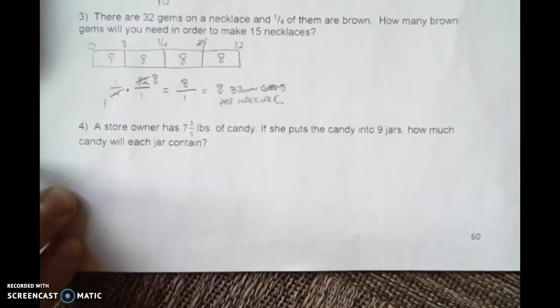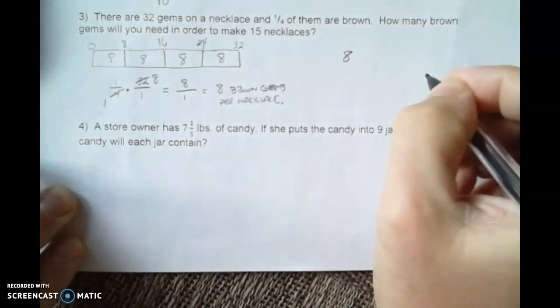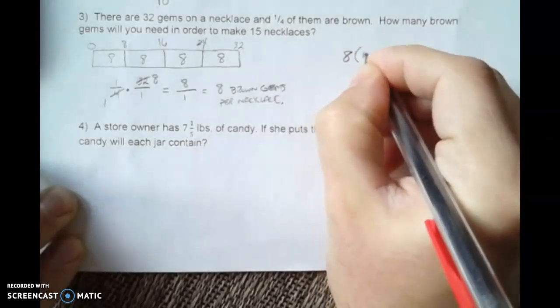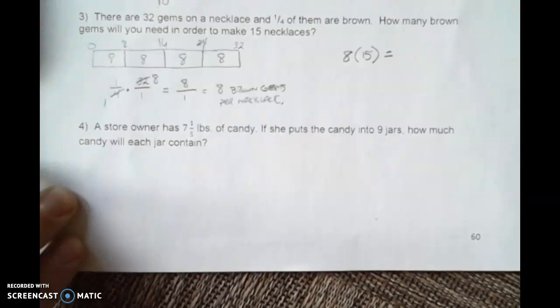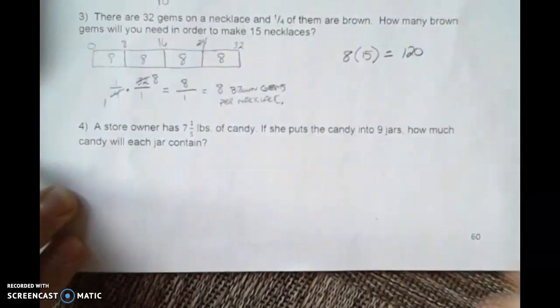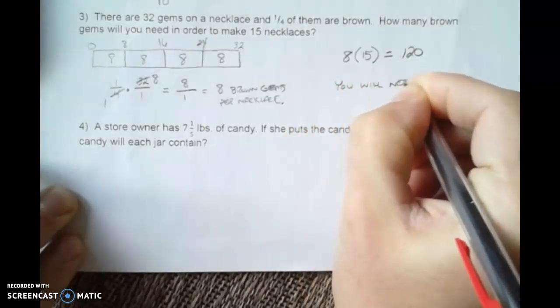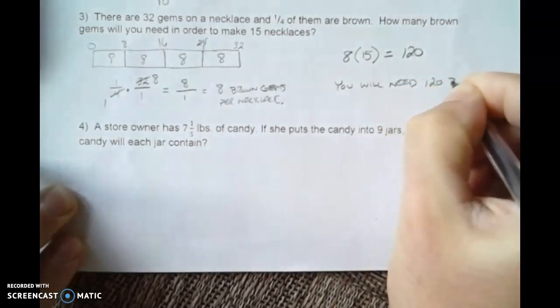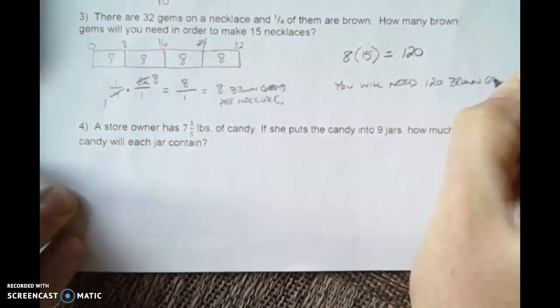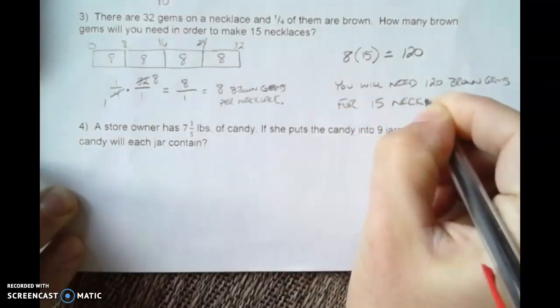Okay, so I know that there are 8 brown gems on one necklace. I want to know how many I'm going to need in order to make 15 necklaces. So if I take the 8 brown gems that are on one necklace and I multiply it by 15 necklaces, this will tell me how many total brown gems that I need. And 8 times 15 is 120. And so now we can answer the question. You will need 120 brown gems for 15 necklaces.